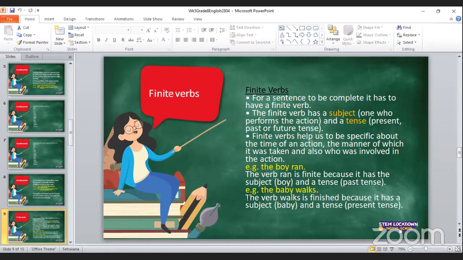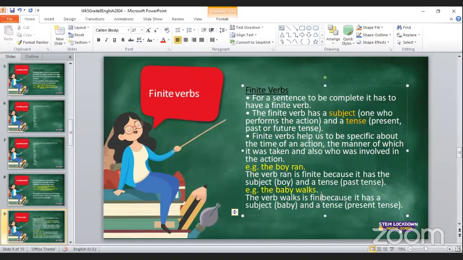So the next example, the baby walks. The verb walks is finite. The verb walks is finite because it has a subject, which in this case is baby, and a tense, which is the present tense. The tense is the present tense, demonstrated by the word walks, right?